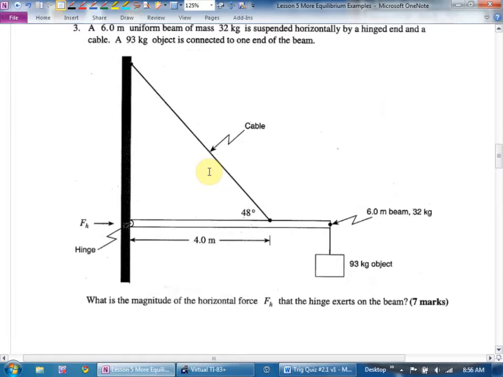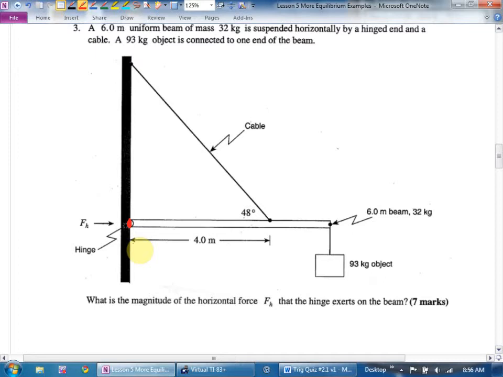Suggestions. Pat? I think I'm going to put the pivot right there. I agree. And then what? Let's label our forces.